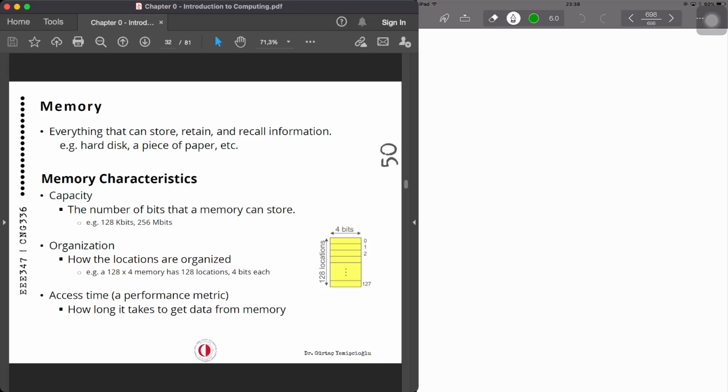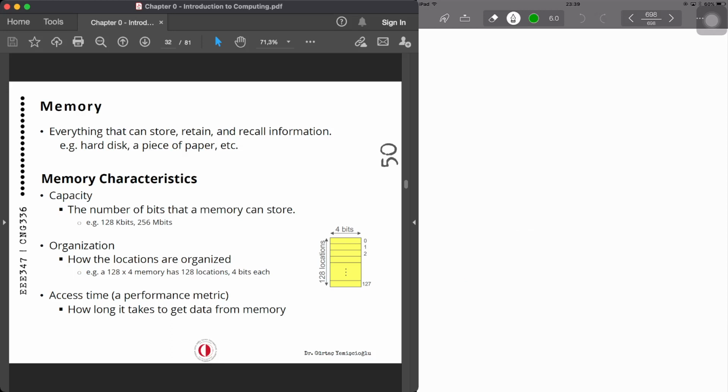In this section, we are going to talk about the memory, which is one of the important logic blocks in computer organization or in embedded systems. So what is memory? Memory is everything that we can store or retain somewhere. A paper is also a memory. A hard disk is a memory. Flash drives are memory. So these are all types of memories where we can store information and retrieve it whenever we want.